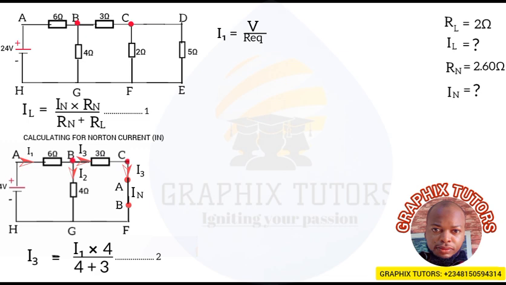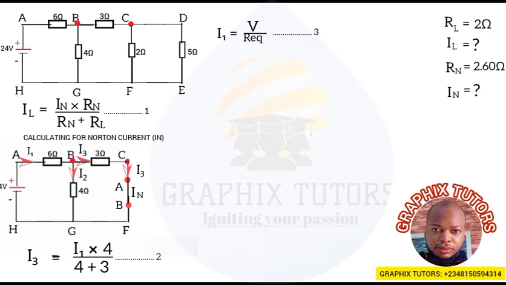When you make I the subject of the formula, then we have V all over the R equivalent. So now we'll term that my equation 2. So when I get my I1 here, I will now put it into my equation 2 to get my I3. So this is my equation 3 here. So let's continue.